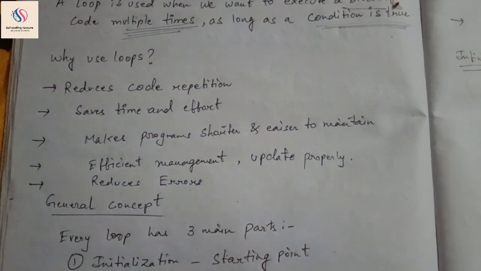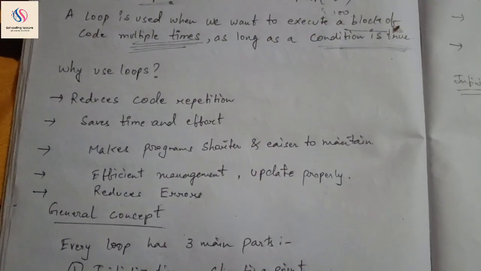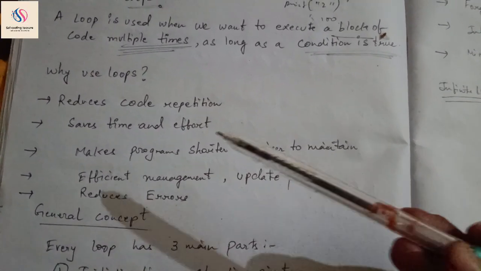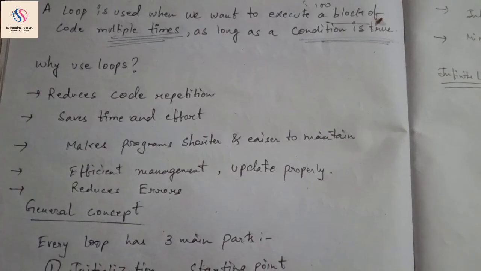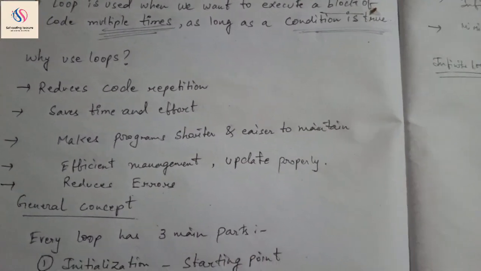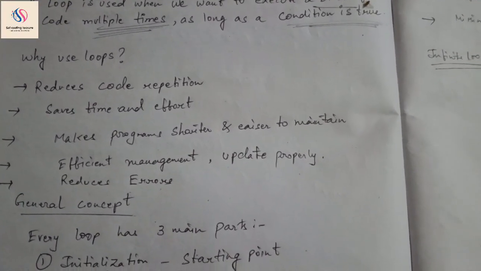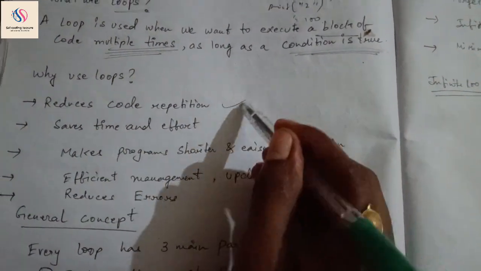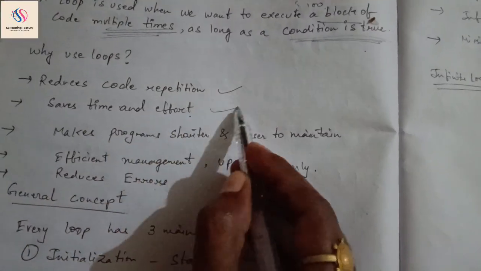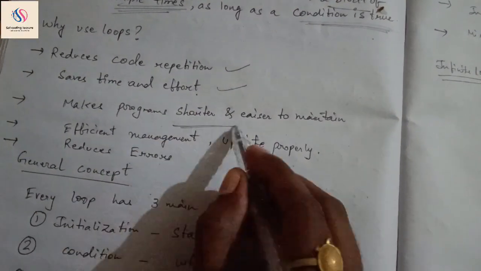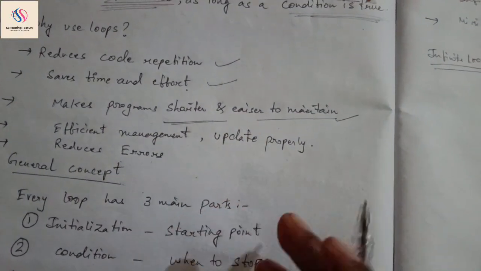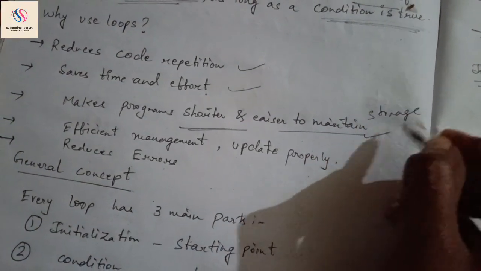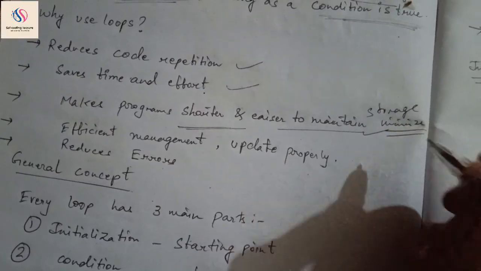Now moving on to why we use loops. We use loops to reduce code repetition. You can put the repetitive task into a loop, and within that you can execute it by writing just one statement. That reduces your code repetition. It can save time and effort as well. It can make the program shorter and easier to maintain. The storage will be minimized as the program becomes short, right?